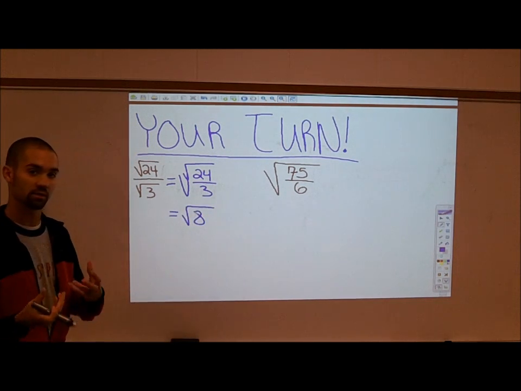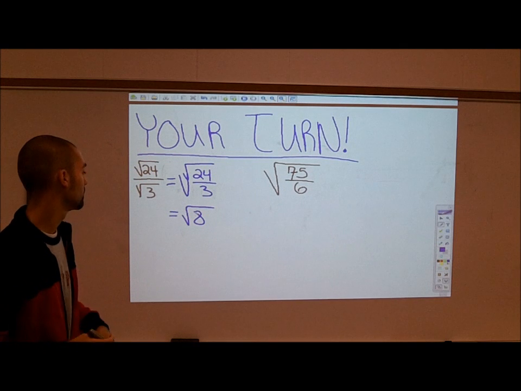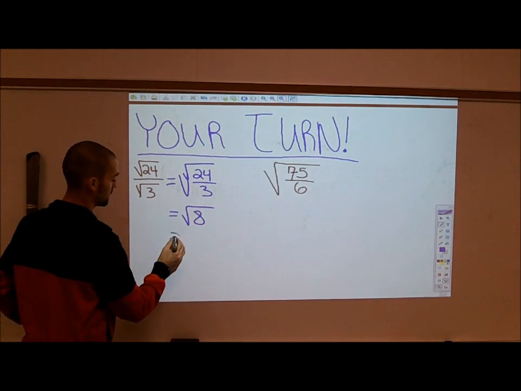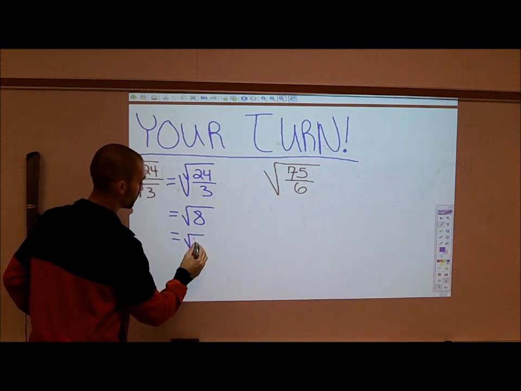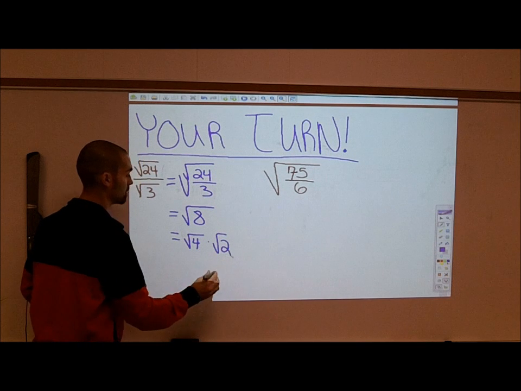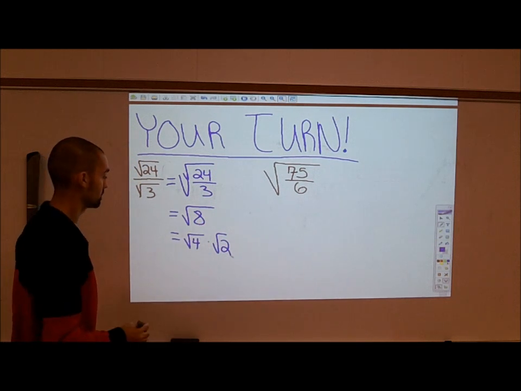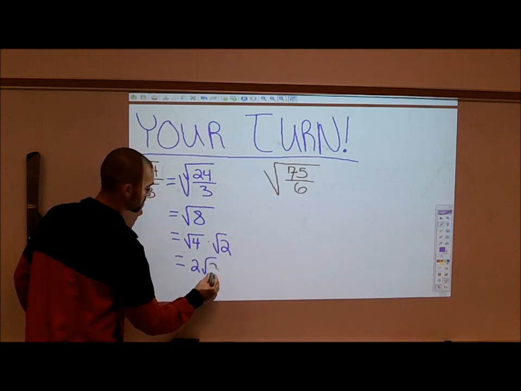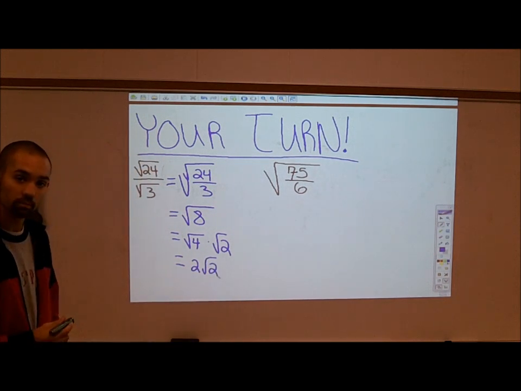We're not done. We've got to still see if we can simplify. 8 is not a perfect square, but a perfect square can go into 8. Square root of 4 times square root of 2 would equal the square root of 8. We can take the square root of 4 to get 2 times square root of 2.